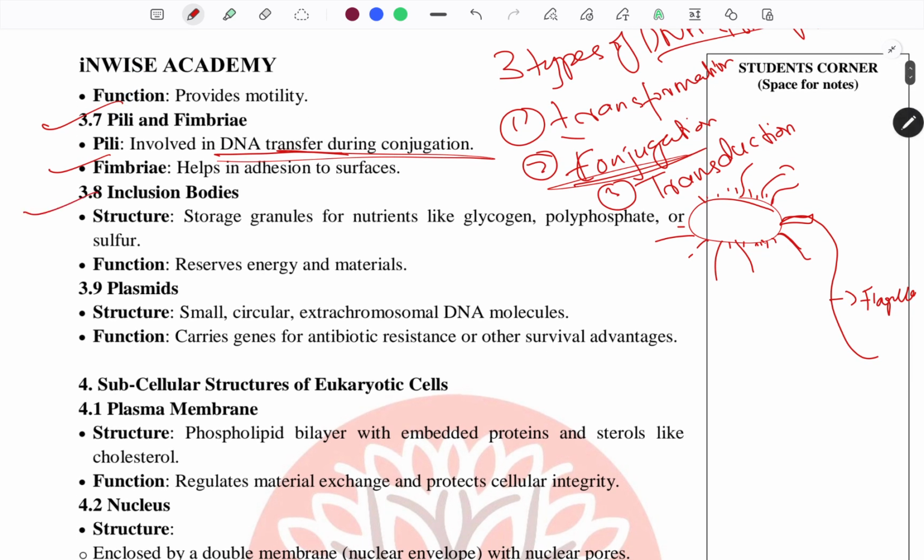And inclusion bodies, the next component of the prokaryotic cell. They are storage granules for nutrients like glycogen, polyphosphate, or sulfur, whatever the nutrient. As I said, some prokaryotic cells have a chemolithotrophic kind of food habit. Because of that, the mode of nutrition is different. Some bacteria, even today, depend upon H2S and iron as a source of nutrition.